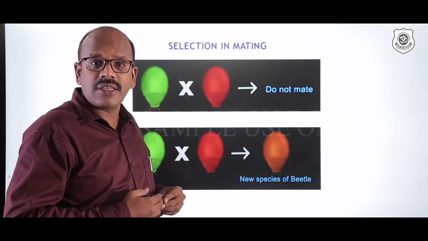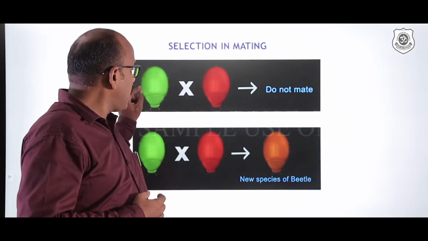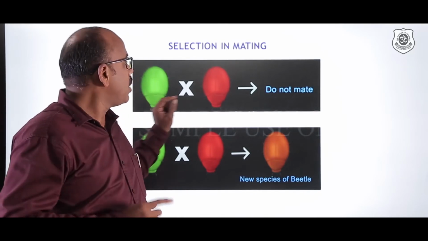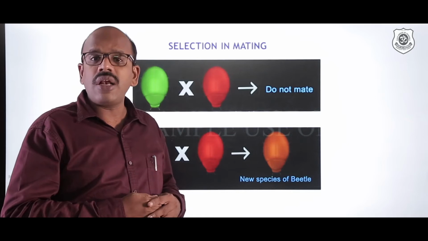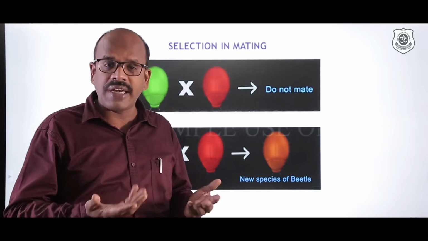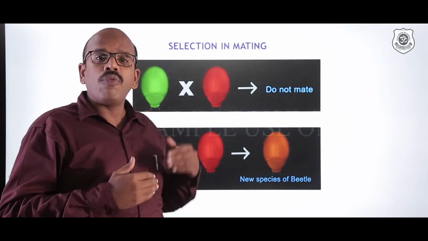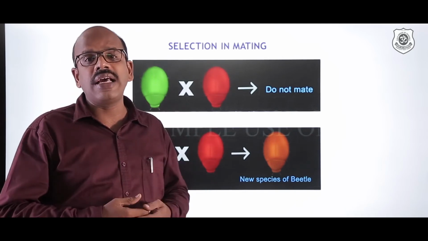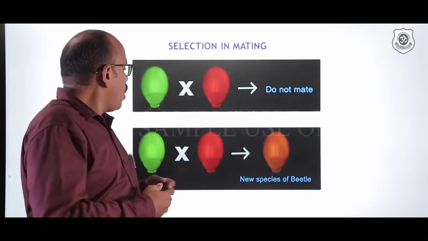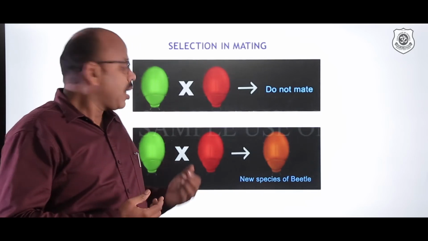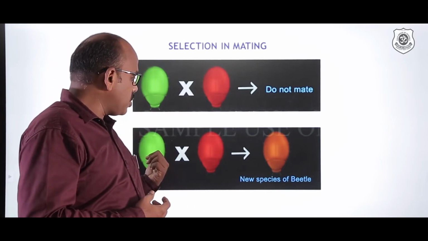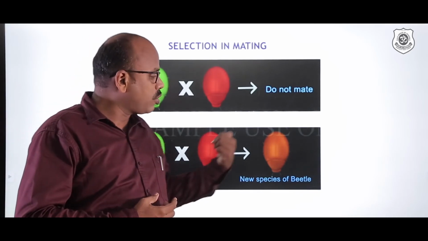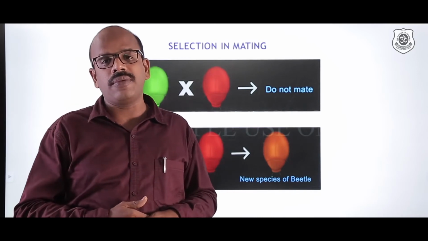I'd like to repeat this. When a female green beetle is going to purposely isolate the red male beetle and avoid reproduction, that is mating, then only the green population will increase, the green colored beetles will increase. If suppose the female green beetle mates with the red beetle, then it can bring about some variation. That's what we have seen.